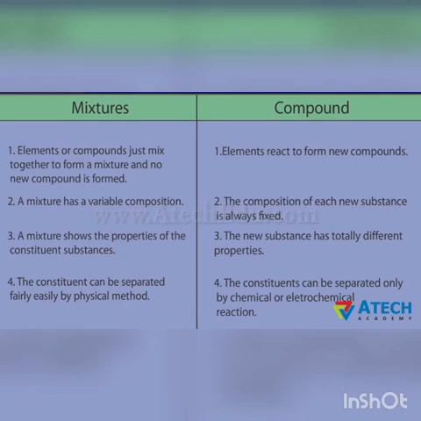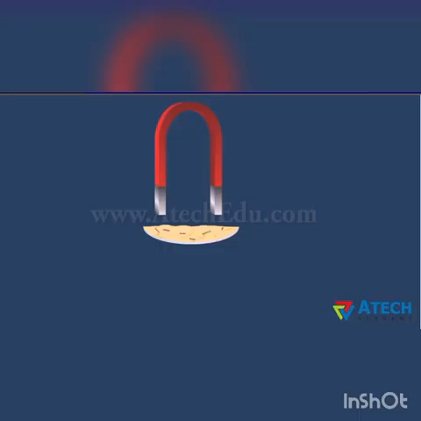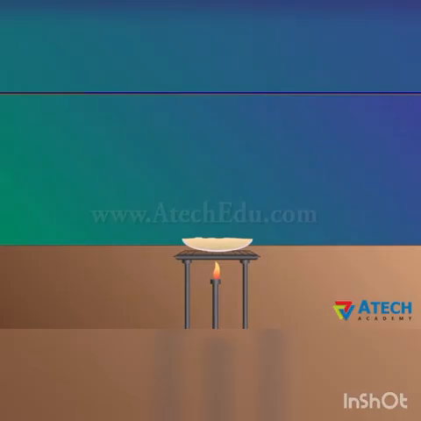The constituents of a mixture can be separated fairly easily by physical methods, but the constituents in a compound can be separated only by chemical or electrochemical reactions. From the mixture of iron and sulfur, iron can be separated using a magnet, which is a physical method. But on heating the two elements strongly, we get a compound, which has totally different properties compared to the combining elements.